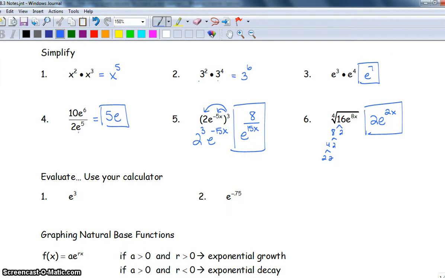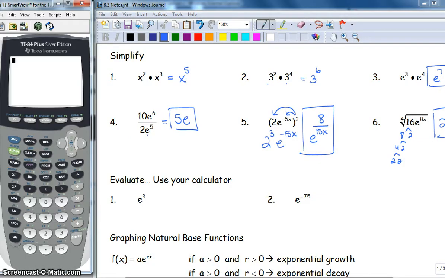Alright, next I want you to evaluate this in your calculator, so get your calculators out. If you look at your calculator, e is in 2 spots. If you see your division sign on the right, and you do second, your division sign, you get your e. That's not the one you want. If you hit enter, you see that you get that 2.718, and then it's going to continue on.